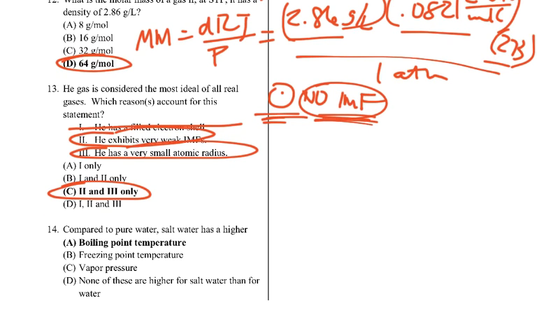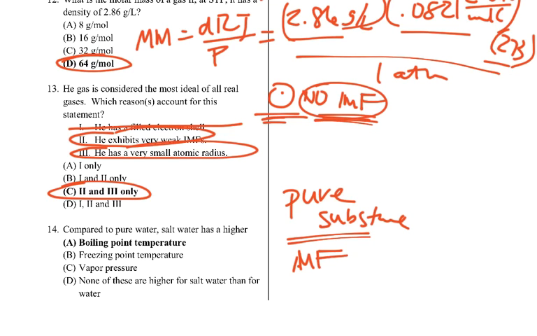Compared to pure water, salt water has a higher boiling point, boiling temperature. Okay, so something that's important here, when we're talking about boiling temperature, that shows up in two places. It shows up when you're talking about pure substances, comparing one pure substance to another pure substance. And if that's the case, then we're talking about intermolecular forces.